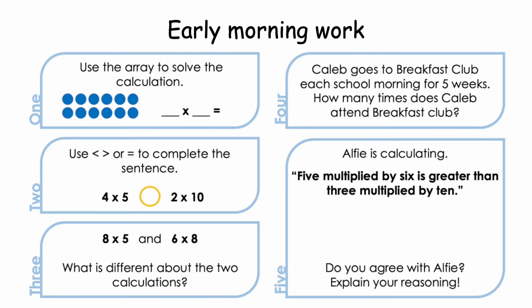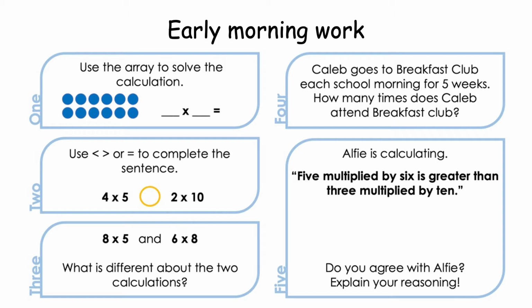Okay, early morning work. I'll go through them and then you need to pause the video. Number one, use the array to solve the calculation. What you need to do is count how many rows and how many along. So how many rows first and how many going along that row. That's your calculation, then you need to work it out.